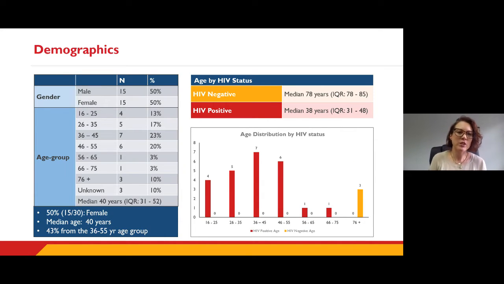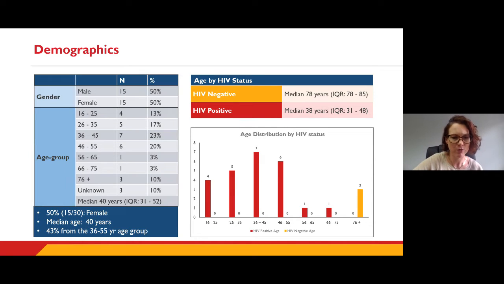So if we start off by just looking at the demographics, we found a very even split between gender, so it's 50% male, 50% female. When we looked at the age, we found that the median age was 40 years overall. But we noted a fairly big difference between the median age in those who are HIV positive and those who are HIV negative. As you can see, those that were HIV negative had a much higher median age of 78 years compared to 38 years for HIV positive, although that wasn't statistically significant on this 30-file cohort.